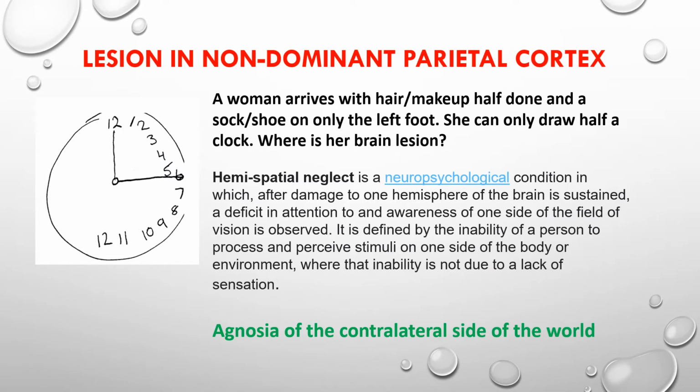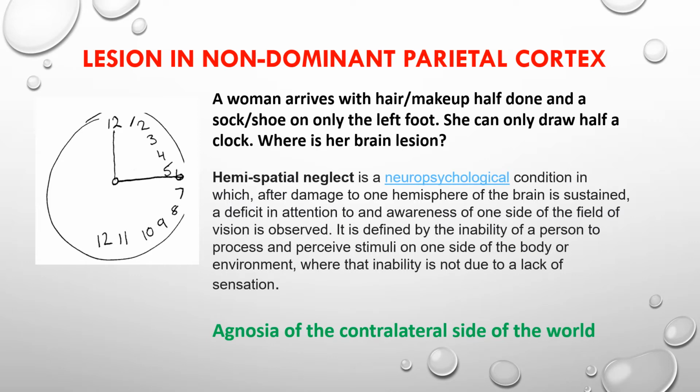Next is lesion in non-dominant parietal cortex. For example, if the patient is right-handed, then the non-dominant parietal cortex will be the right parietal cortex. And this lesion leads to hemispatial neglect. This is a condition in which a patient becomes unable to process and perceive stimuli on one side of the body or environment. He or she completely neglects one side of the body.